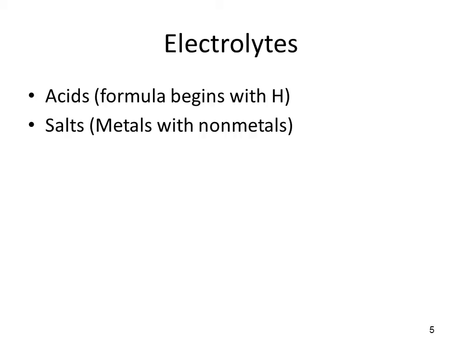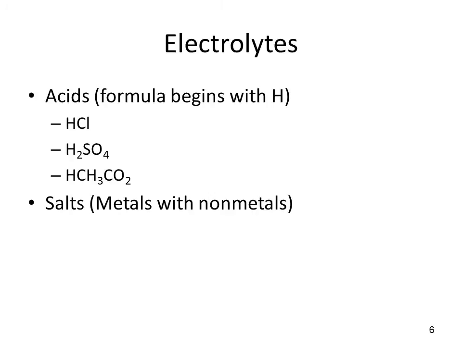Now, how do we recognize electrolytes? The way that we recognize electrolytes is that we identify them by seeing, are they either acids or salts. If the compound we're looking at is either an acid or a salt, we can say it is an electrolyte. Acids have formulas that begin with hydrogen. Some examples are hydrochloric acid, sulfuric acid, acetic acid. All of those are acids and are electrolytes.